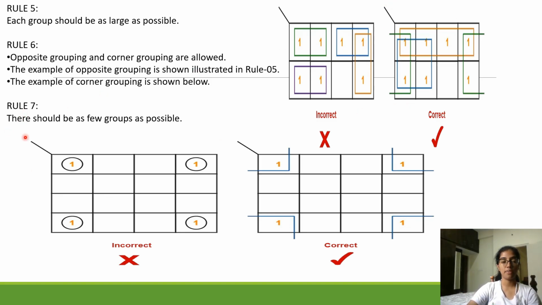Rule number 7: there should be as few groups as possible. So for example, in the second picture you can see in the corners there's 1, 1, 1, 1. Those 4 can be grouped together as a quad because, as I told you, when you roll it into a sheet, it joins together, so that's why it forms a quad and you can start your grouping.